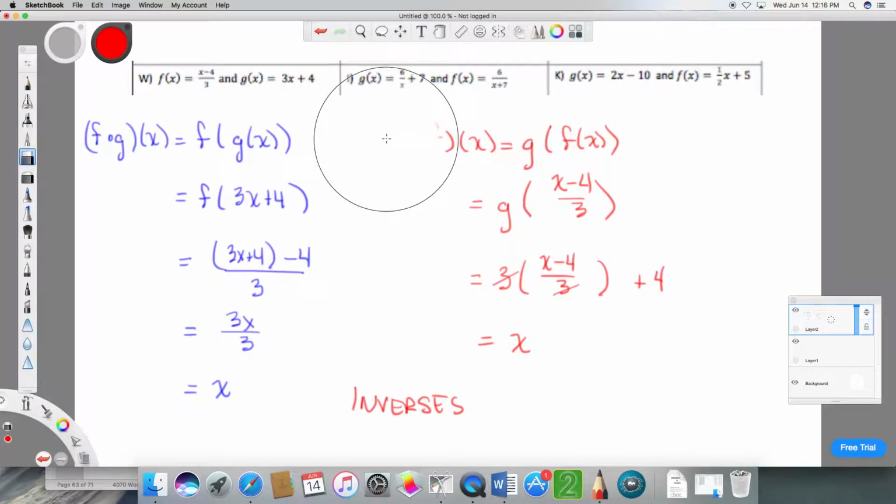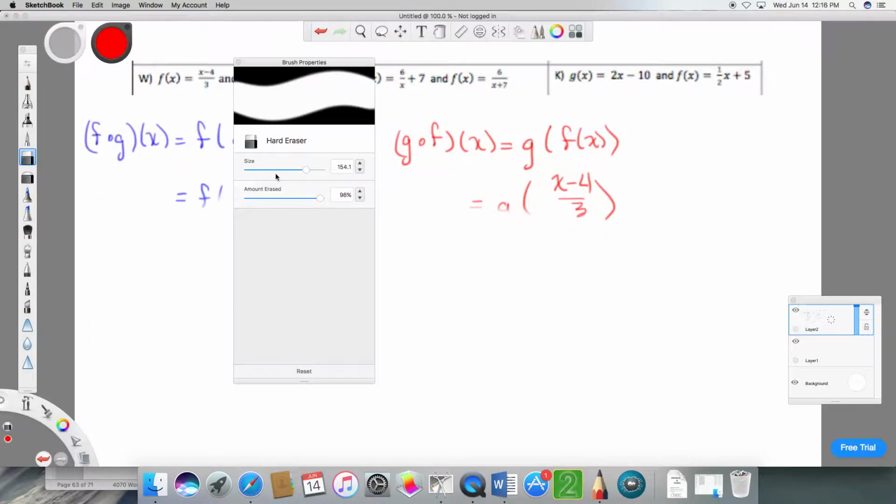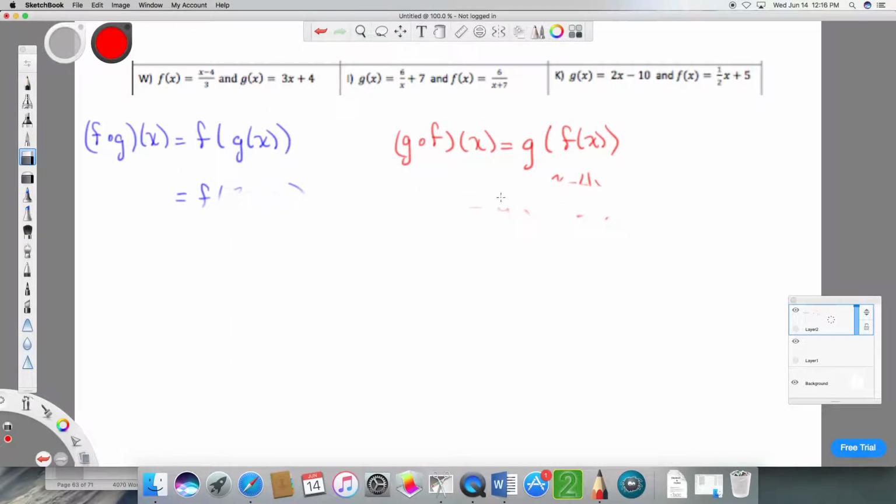So let's erase this and do this middle one here. It looks like it's an I. Well, this is so large. Oh, now it's too small. All right.